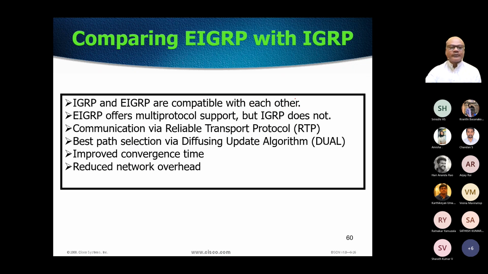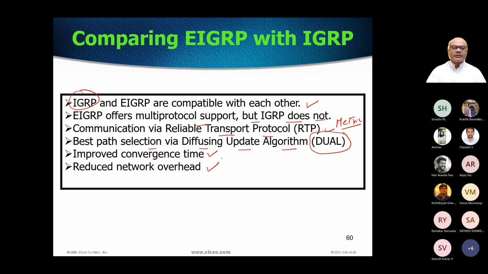As I told you, EIGRP is not compatible with IGRP. EIGRP offers multi-protocol support, but IGRP does not. So that's the reason we are not going to discuss IGRP. Communication is via your reliable transport protocol. How do you select the best path? Using your Diffusing Update Algorithm. This algorithm is going to calculate the best path and also the metric calculations. It improves your convergence time and reduces the network overhead.